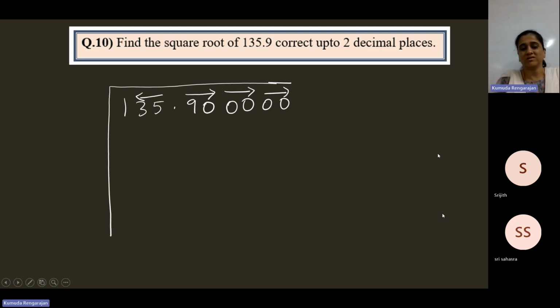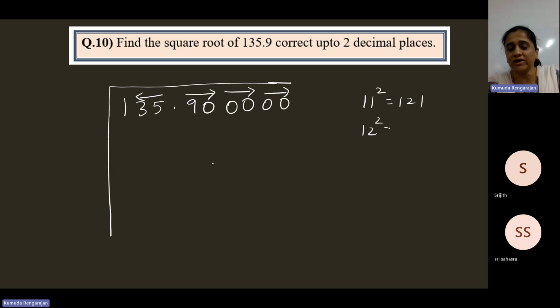What is the integral part? 135. 10 into 10 is 100. 11 into 11 is 121. 12 into 12 is 144. Now 135 lies between 11 square 121 and 12 square 144. So clearly the square root of the given number will be 11 point something.